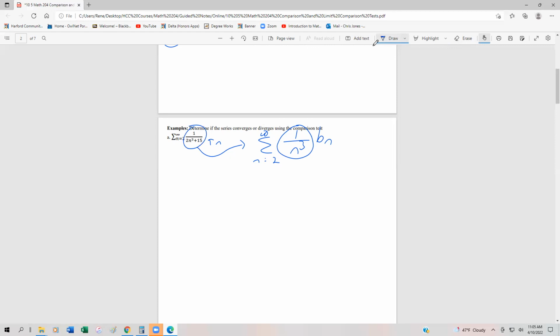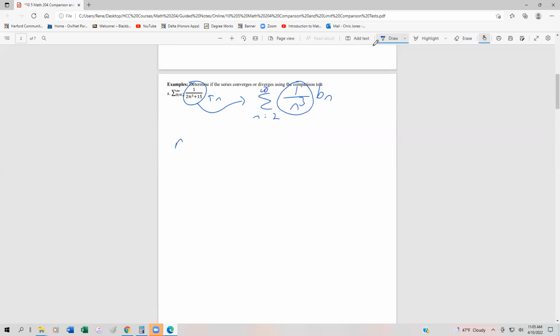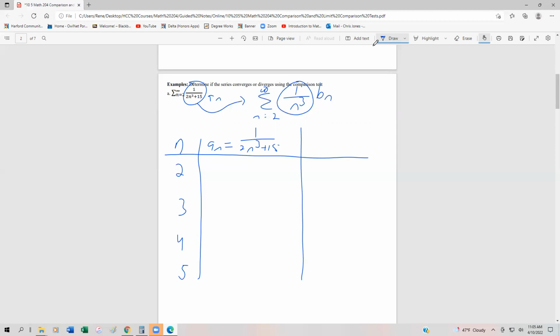The next thing we're going to do is determine how the terms in the sequence compare to one another. So I'm just going to make a table of values. I'm going to have n, and remember, n starts at 2, and I'll just do maybe the first four terms. Then we're going to have a sub n, which is 1 over 2n cubed plus 15, and b sub n, which is 1 over n cubed. Now notice I'm not trying to look for the terms to add up the series.